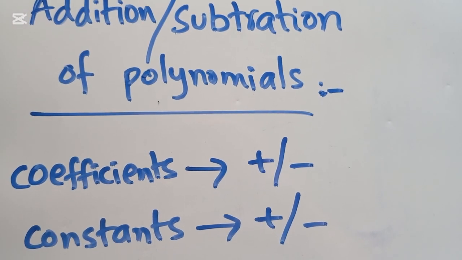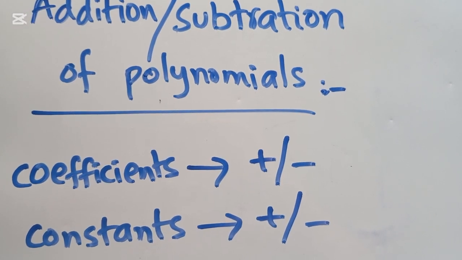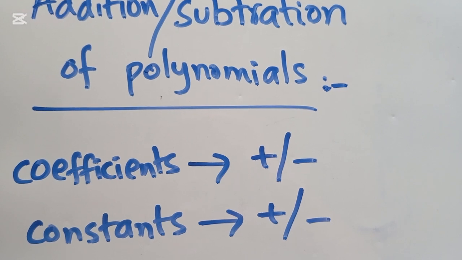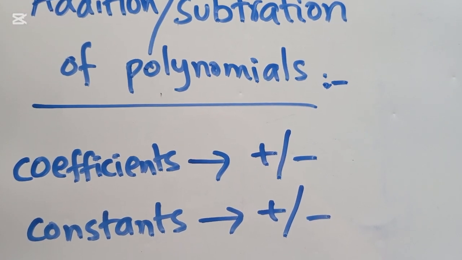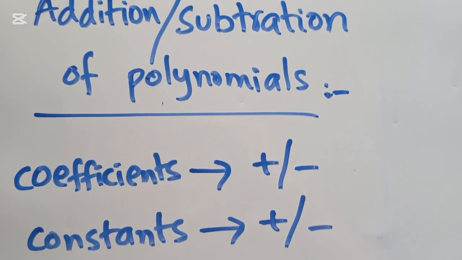So what we have concluded is that in addition and subtraction of polynomials, only the coefficients of the terms of the variables having same exponents are added or subtracted according to the sign they have, and constants are added in constants.